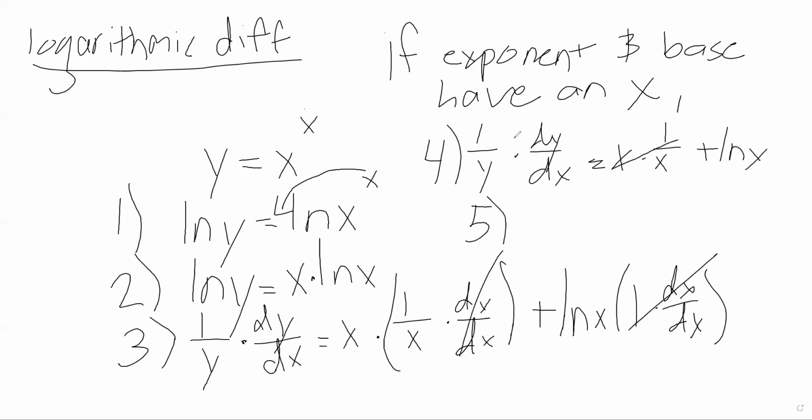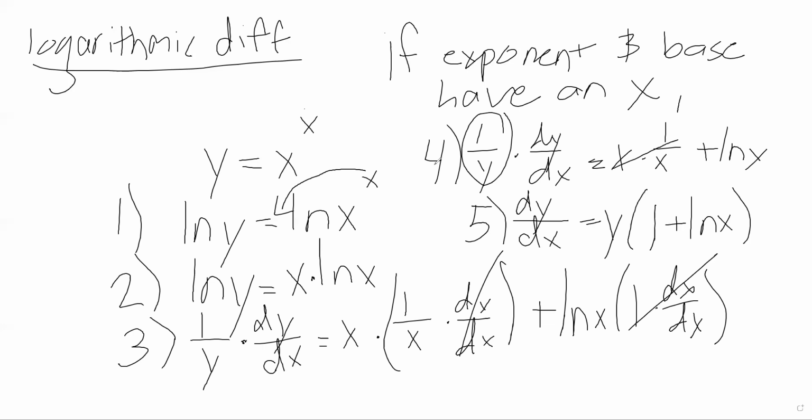And then step 5 in any logarithmic differentiation is you're going to take this 1 over y and you're going to multiply, or you're going to, I guess, divide by 1 over y, but that's the equivalent of multiplying by y, right? That's just a keep, change, flip rule, right? So then you're going to be left with dy over dx equals y times 1 plus the ln of x. Okay. Step 5 is just you're taking this and you're multiplying y times every term on this right side. Okay.